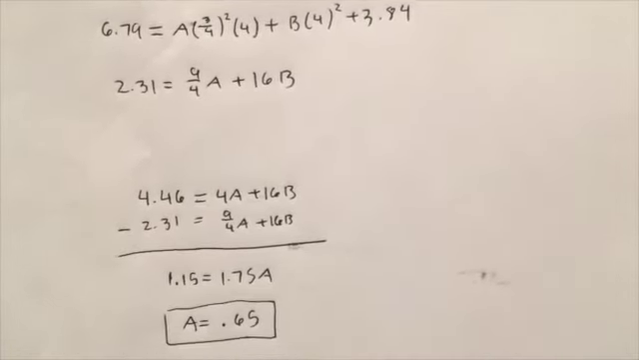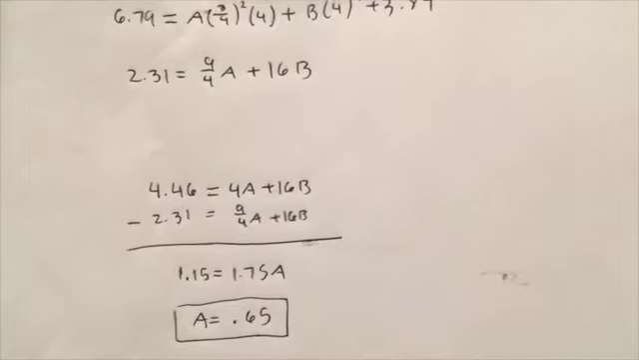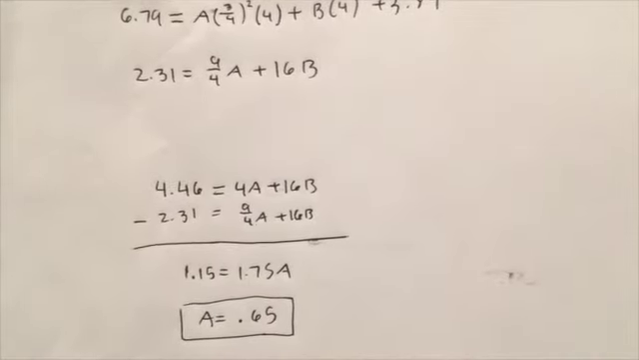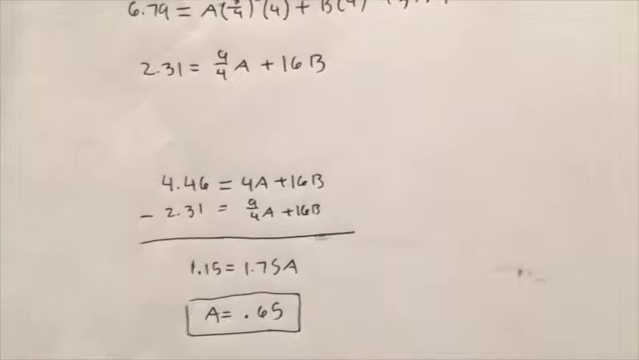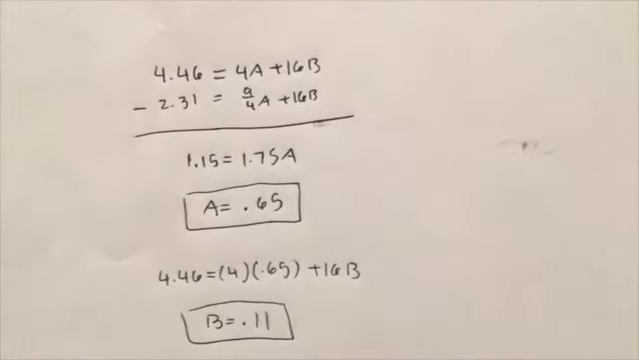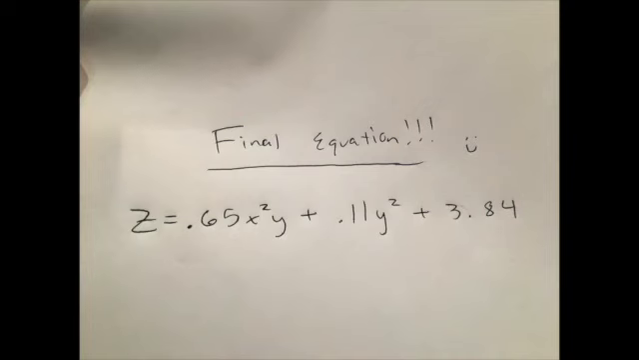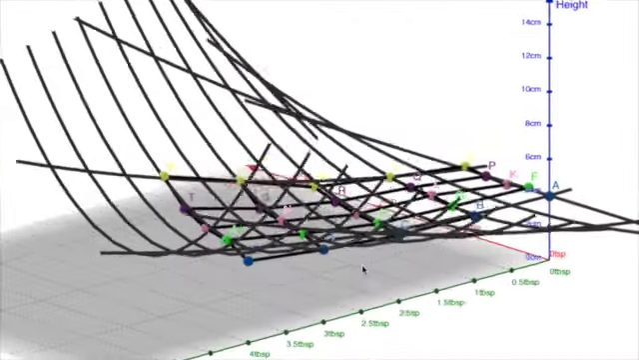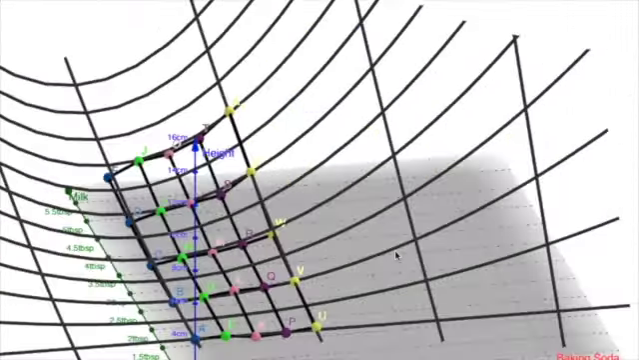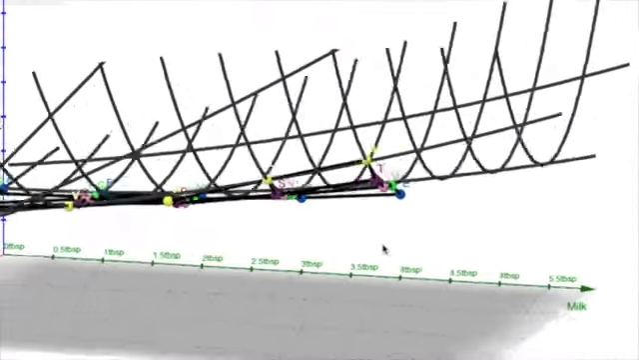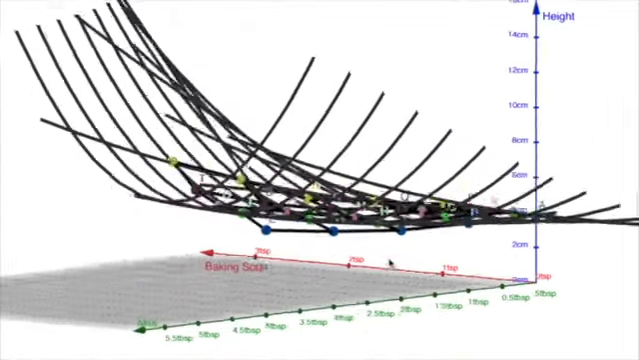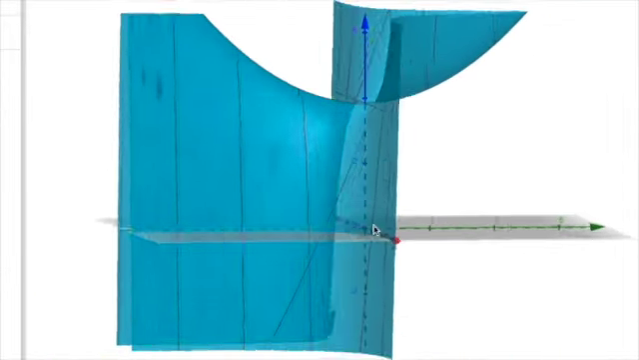We then solved the system by subtracting the second equation from the first, coming out with 1.15 equals 1.75a, a equaling 0.65. We then plugged a back into the first equation and got b equals 0.11. So this is our final equation: z equals 0.65 x squared y plus 0.11 y squared plus 3.84. Plotting the equation on our 3D graphing application, we can see that the function fits our data points very well. Its shape closely matches our data points. Here is a more zoomed out version of its interesting shape.